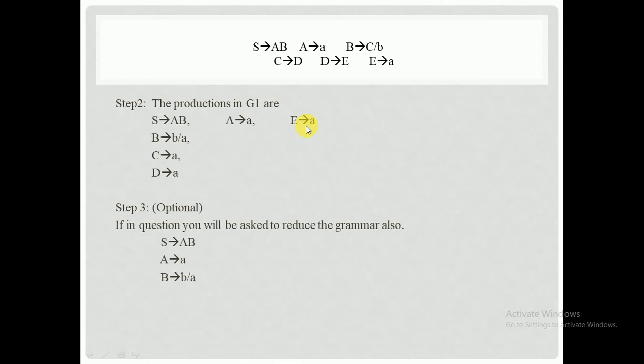Now let's proceed for the elimination of chain. Now you have the terminal that will eliminate E to small a. So put that value in this.